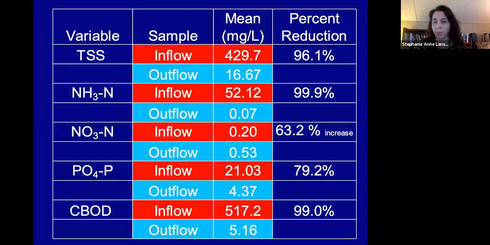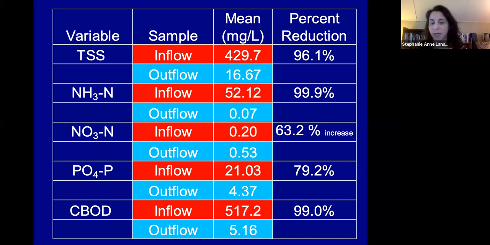Our ammonia coming in was quite high because, again, this was manure, which has a very high ammonia concentration. So we didn't come in with hardly any nitrate. It all came in as ammonia. And we got 99% reduction of that ammonia. But we actually had a little bit more nitrate, but we're still way below regulation level, just because we were making nitrate in our process.